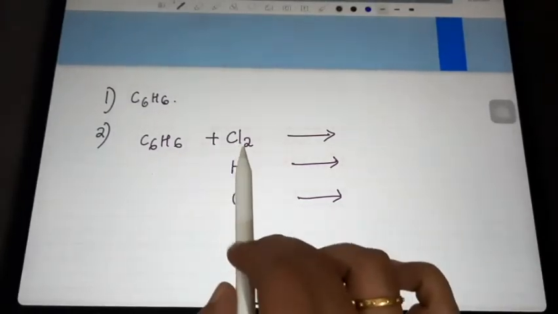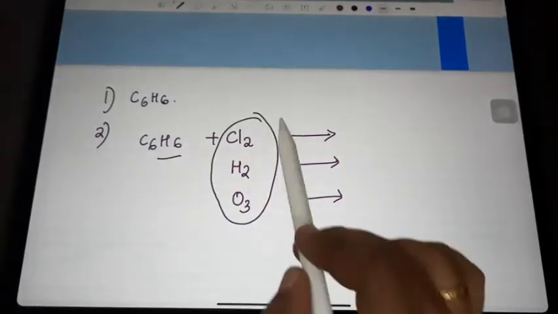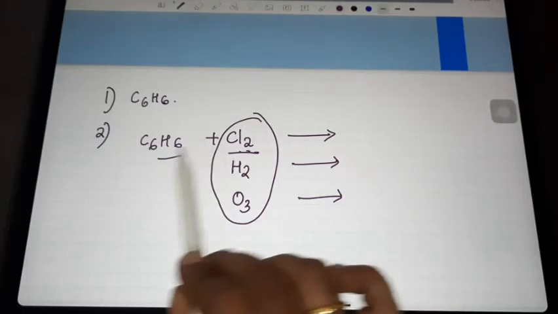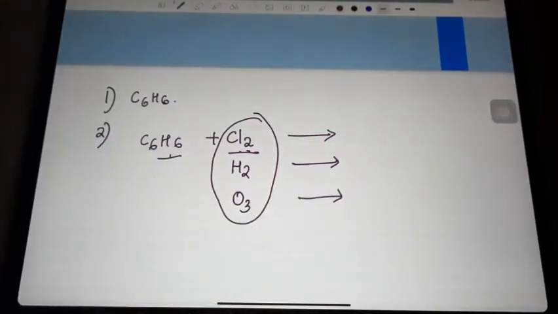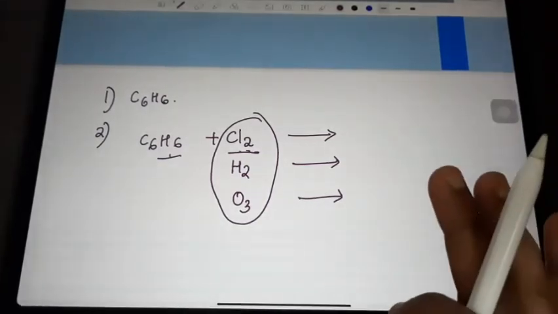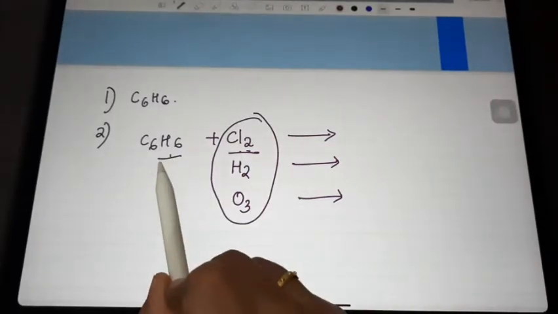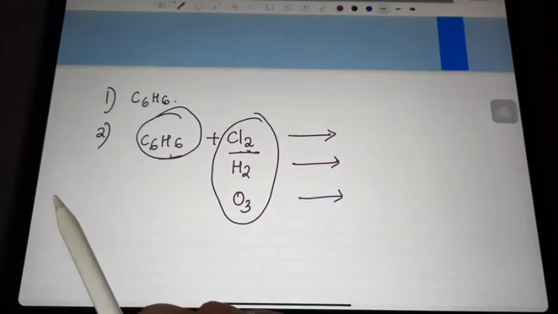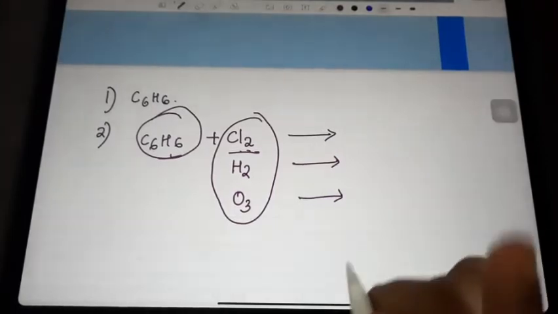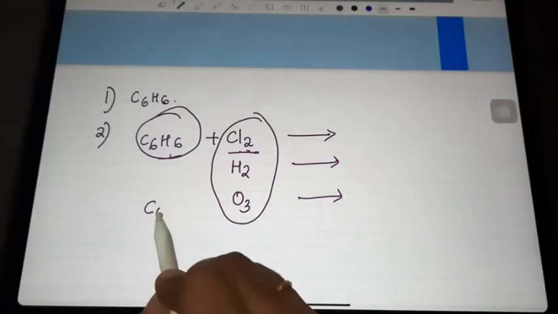So when we are doing this addition reaction with benzene, first you add chlorine with benzene. Next you add hydrogen with benzene, and ozone with benzene. All these reactions indicate that an addition occurs. That means it indicates this benzene has double bonds. And not only that, there are 3 double bonds in benzene. That we got from the reaction with ozone.